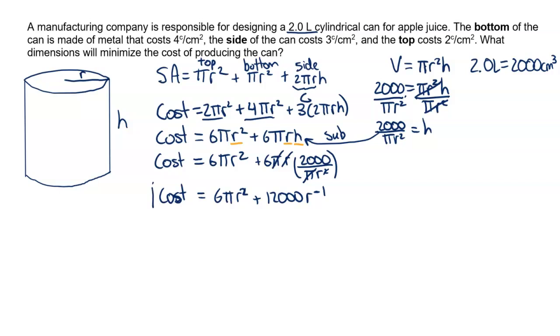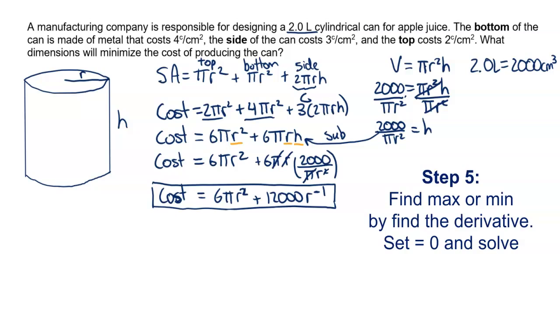But this is our cost equation now in terms of only one variable. It's only in terms of radius. And so now we can use that to minimize the cost. So let's go ahead and find the derivative, because that's going to allow us to find the maximum or minimum after we set that equal to 0 and solve it.